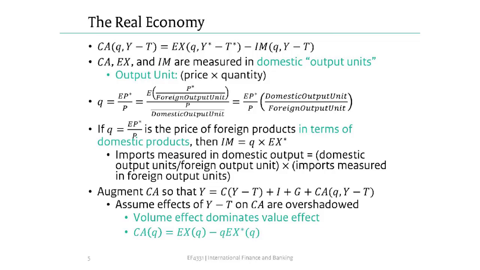When we write it in terms of this equality, Q times EX star, we can therefore just interpret Q and EX star in this framework. So Q is domestic output units per foreign output unit multiplied by imports measured in foreign output units. That's what EX star is. So you can cancel out foreign output units with foreign output units, and at the end you get domestic output units.